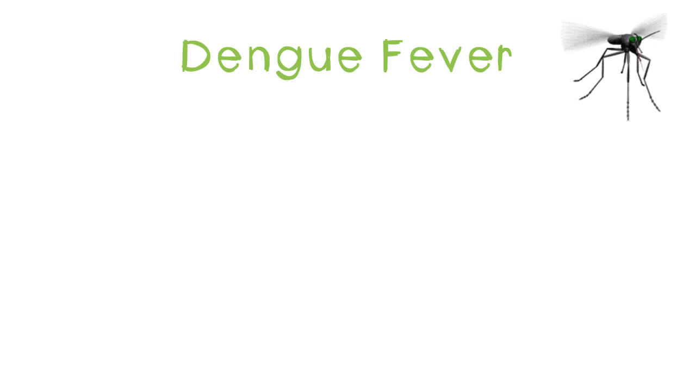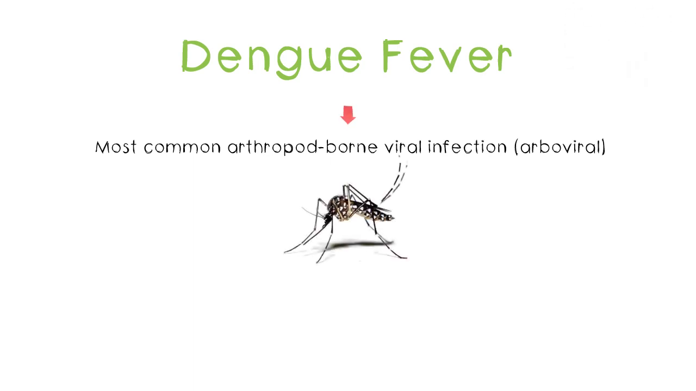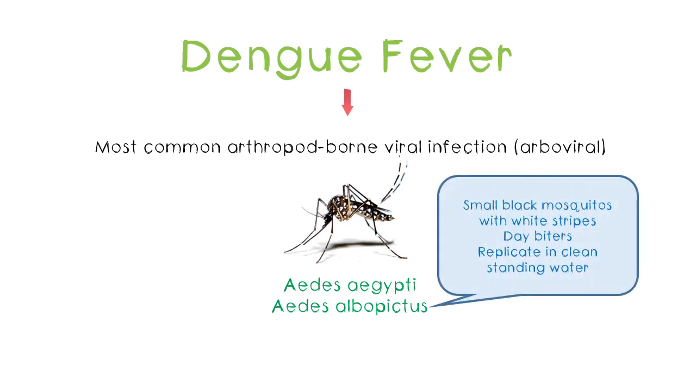So, our topic today is a very common and deadly mosquito-borne illness seen in tropical and subtropical areas of the world. Dengue fever. Dengue is the most important arthropod-borne viral illness in the world. It is transmitted by 2 types of female mosquitoes in the genus Aedes, Aedes aegypti and Aedes albopictus. Both of these mosquitoes are small black mosquitoes with white stripes on their legs and body.